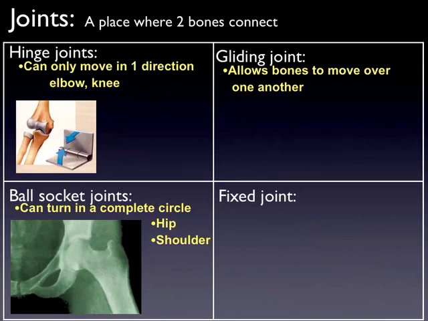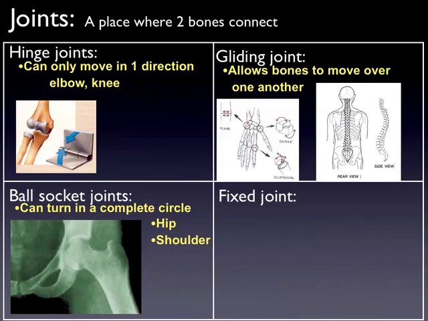We also have gliding joints in your wrist and in your fingers. They are different types. There's a saddle joint, a plane joint, an ellipsoidal joint, but they're all types of gliding joints. Your wrist and your fingers are complex joints. They're all bound together with various ligaments.